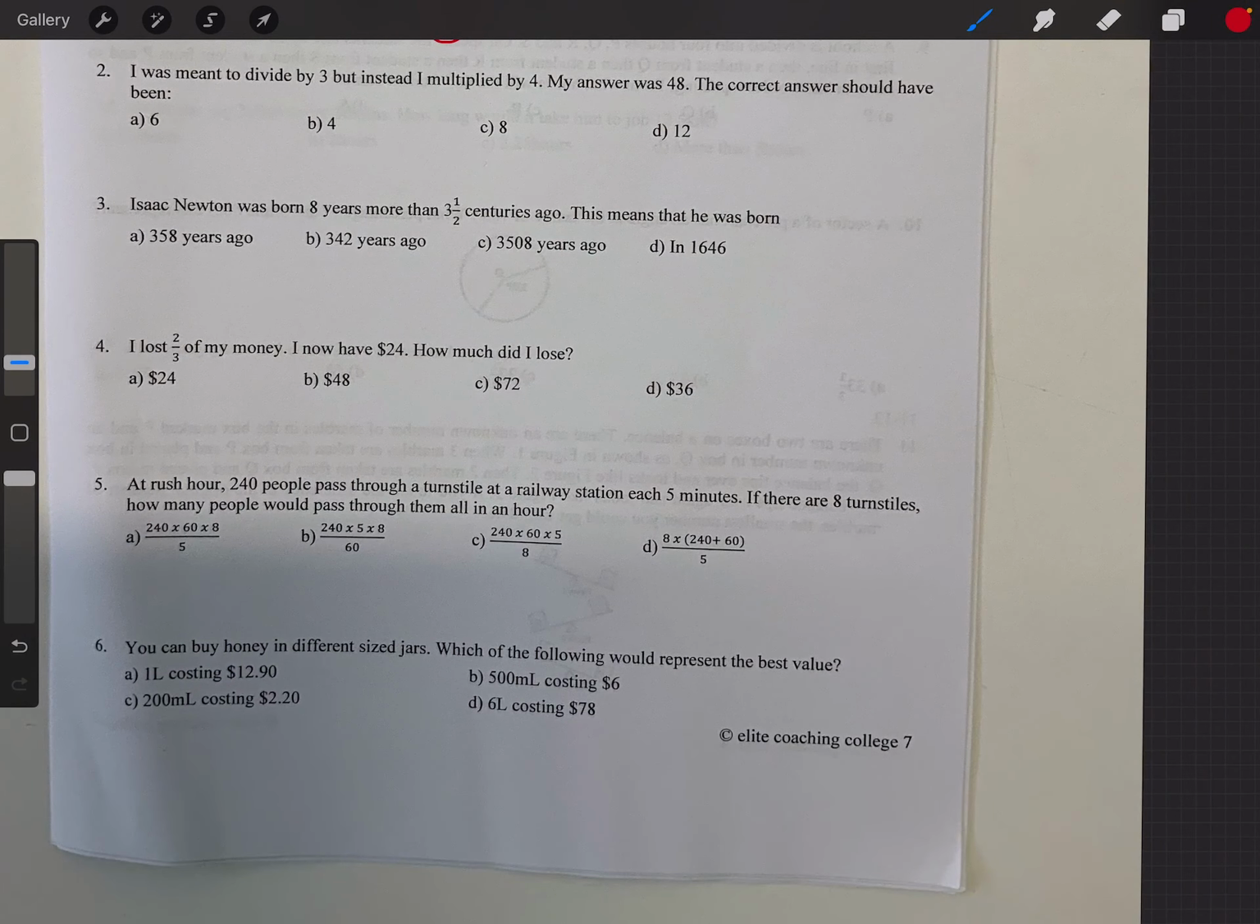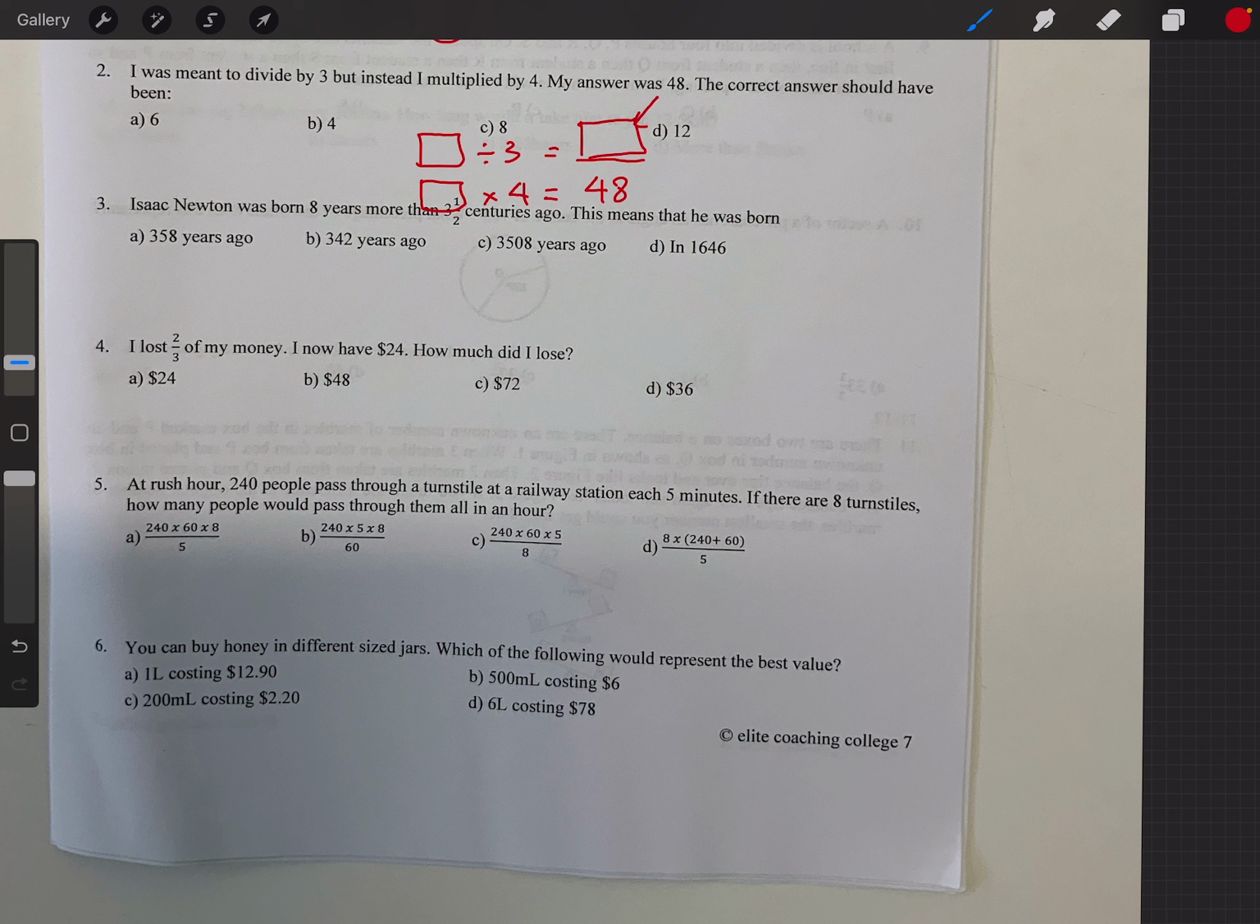Question 2. I was meant to divide it by 3. So that means you have a number and you were supposed to divide it by 3 to get some answer. But instead, I took that same number and multiplied it by 4, and my answer was 48. The correct answer should be what?